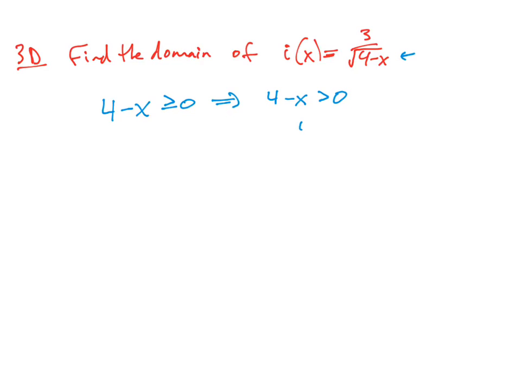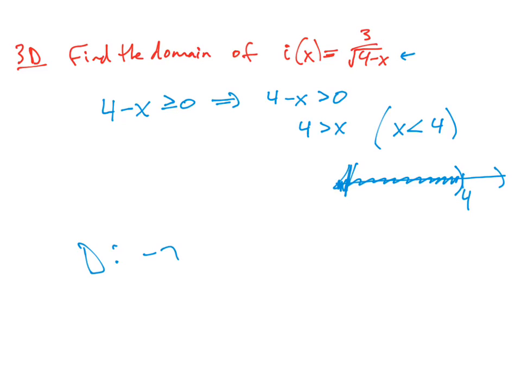So solve this for x. We're going to have 4 greater than x. Sometimes people like to write this as x less than 4. If we think of this on a number line, everything less than 4 is going to be our domain. So writing this in interval notation, we'd say negative infinity to 4. Or if we write this in set notation, we'd say all x such that x is less than 4. And that would be the domain.